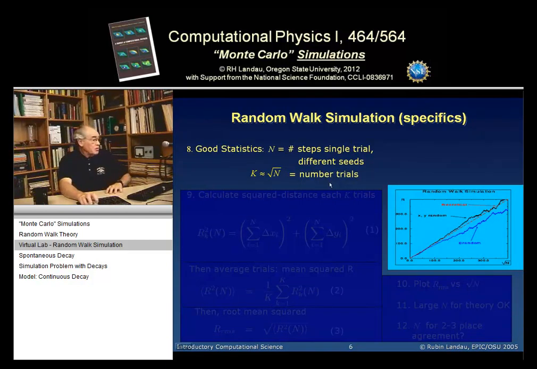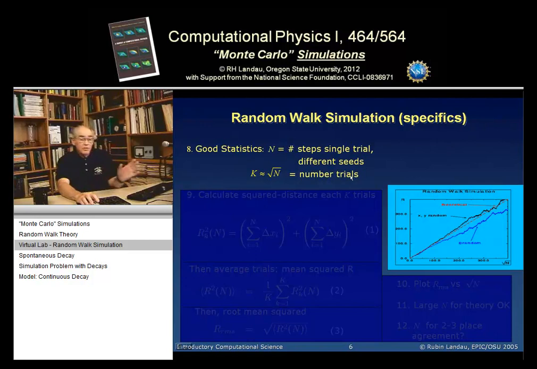Okay? So let's say capital N is the number of steps we make in a single trial. And we can run various trials, each with different seeds. Now we do something new. We say, in order to get the averaging to work, we need to have various trials. So the word trials is used to mean we also run the simulation independently. Each independent run is called a trial. And we want to average then over many different trials.